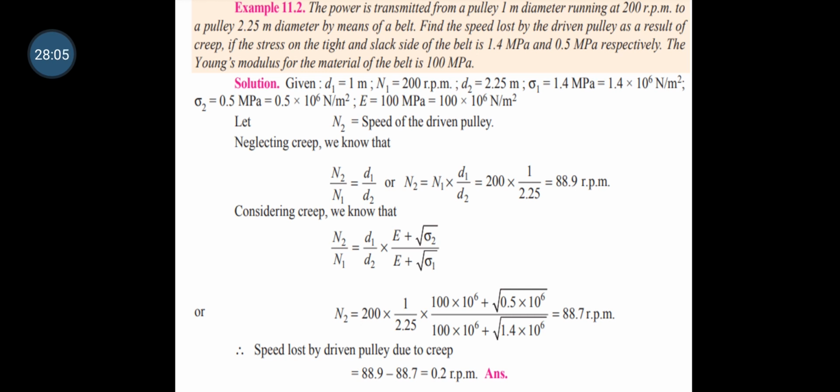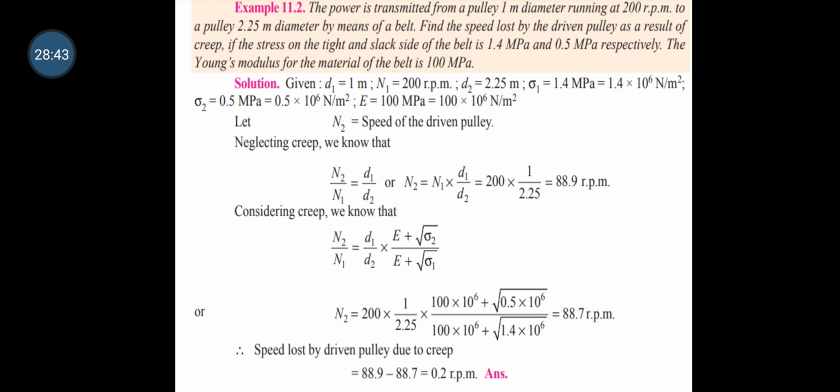Now the speed lost by the driven pulley due to the creep is the speed neglecting the creep minus the speed considering the creep, that is 88.9 minus 88.7, which gives 0.2 rpm. That is, the speed lost by the driven pulley as a result of creep is 0.2 rpm. Due to creep, the speed will be reduced by 0.2 rpm.